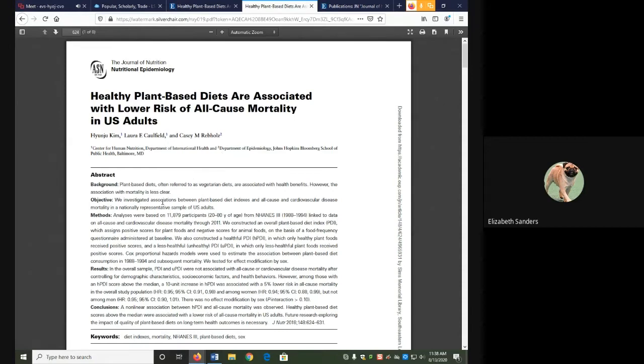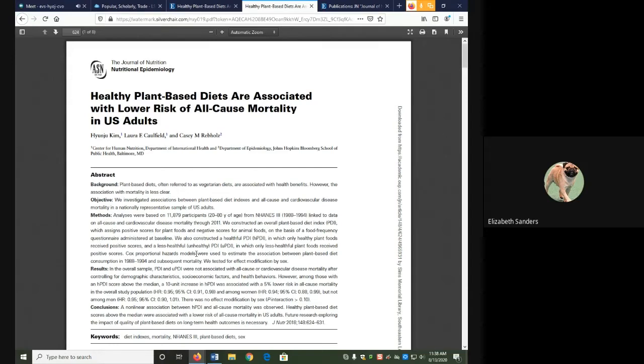The content here is original research, and it's also very specific. In the methods section, it discusses how they based their analysis on over 11,000 participants from the NHANES 3, which is the survey they used. They also constructed individual indexes and did Cox proportional hazard modeling in order to draw their conclusions. Again, that's proof of original research and very, very specific.